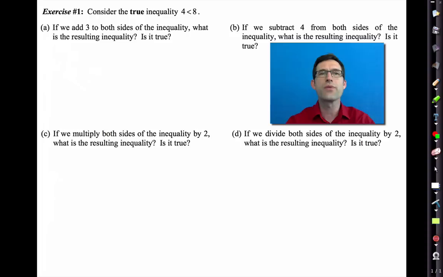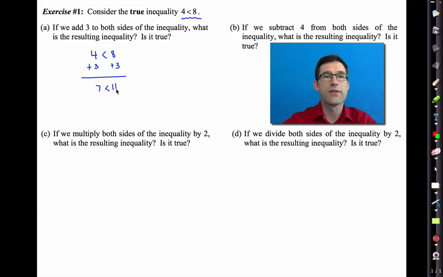Exercise 1 says, consider the true inequality 4 is less than 8. I think that we can all agree that 4 is less than 8 is a true inequality. Letter A says, if we add 3 to both sides of the inequality, what is the resulting inequality? Is it true? All right, so let's do that. Let's add 3 to both sides of this inequality, and we'll get 7 is less than 11. Right? So that's the resulting inequality. Well, that's definitely true.